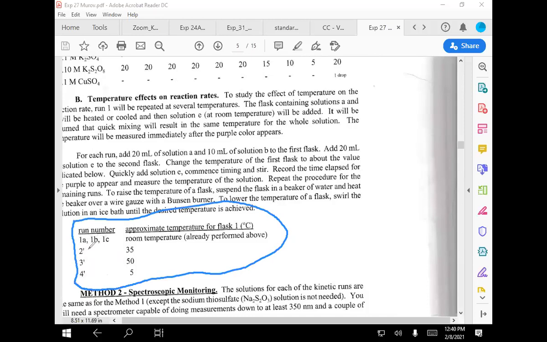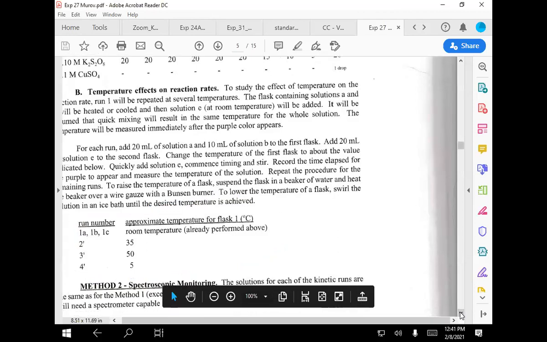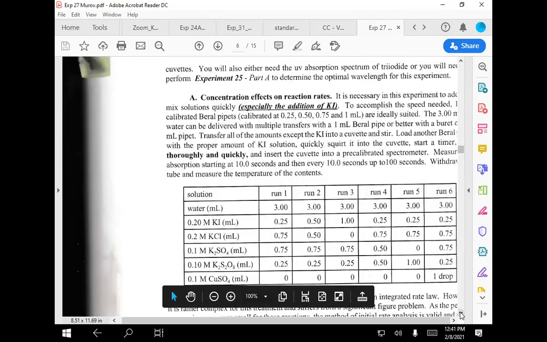But now this one, 2 prime, which I don't know why they just didn't give a whole new number, was at a different temperature. So 2 prime is about 35, 3 prime is about 50, and 4 prime is about 5. So we got room temperature, and then a little higher, a lot higher, and lower. And yet they did this itsy bitsy prime, which is hardly even noticeable. But that's what it's referring to. How does the rate change the time?